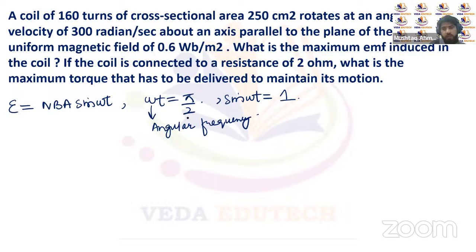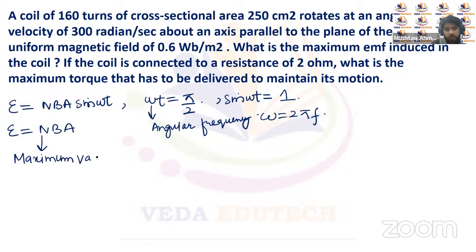This omega, the angular frequency, is given by 2 pi times the frequency of this rotation, right? And when sine omega t is equal to 1, or omega t is equal to pi by 2, then E has the value of NBA omega. So this is the maximum value of induced EMF.